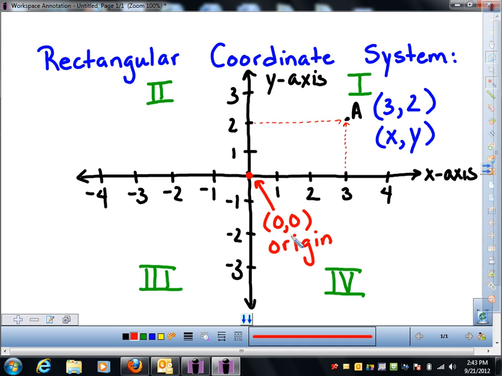And so when we talk about a coordinate system, we have an origin, we have our 4 quadrants, and then we have points located somewhere based off of where they are within our quadrants and based off of our x-axis and our y-axis. And that's our coordinate system.